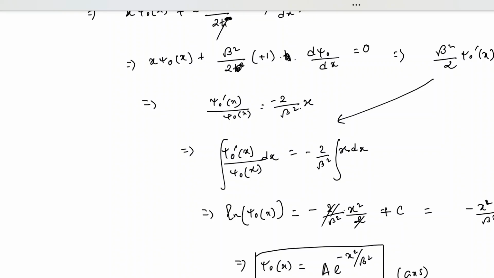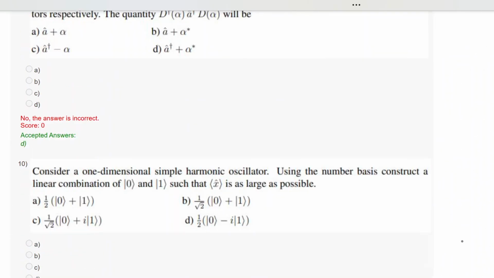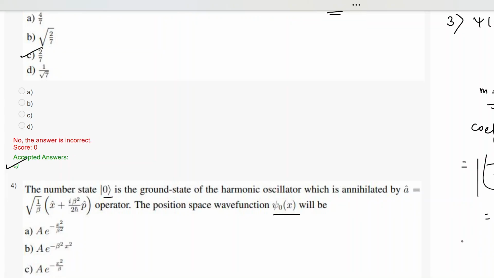So where a is the constant which comes from this integration constant adjusted within the ln and everything. So you choose your answer, that a to the power minus x squared by beta square is answer option A. So this is the correct option.